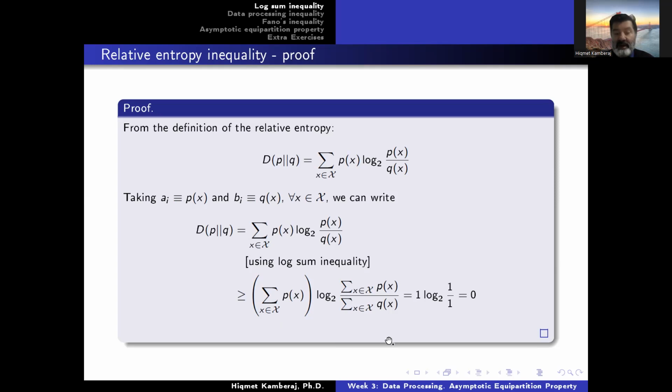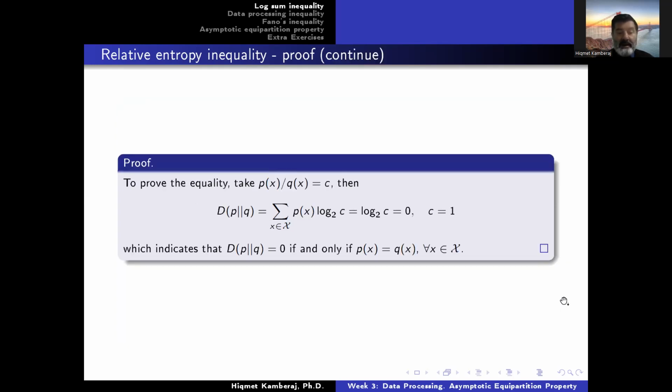Similarly, the sum of all x from chi of q of x is also equal to 1, because q of x is a probability mass function. And then we arrive at this expression: 1 times log with base 2 of 1 over 1, which is equal to 0, because log with base 2 of 1 is equal to 0. 1 times 0 is equal to 0.